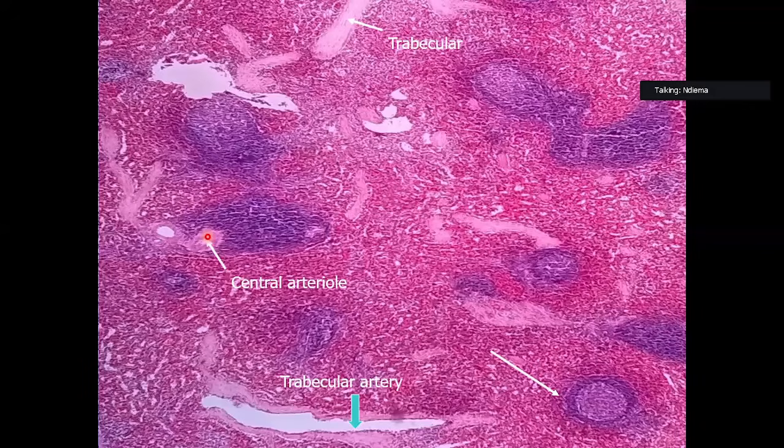The white pulp also comprises splenic nodules. If you look at this nodule, it's typical of what you will see of a follicular nodule, comprising, if it has been activated by antigens, a central germinal center and a cap or mantle zone peripherally. So this is typical of what we had described earlier.